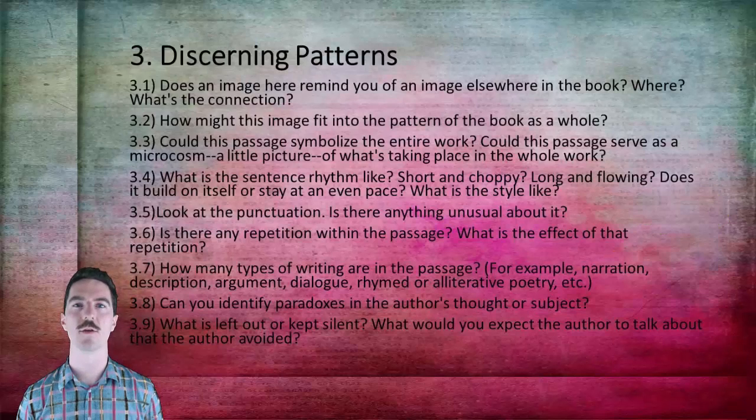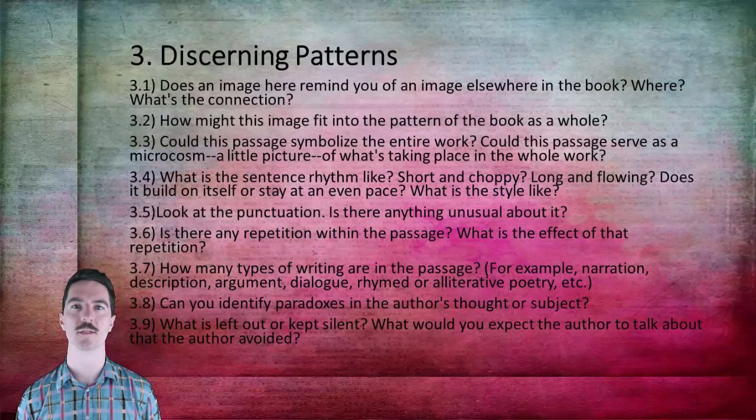So the third section is discerning patterns. This is where we're looking for things that run common throughout the book and how this passage represents them. So the first question is there an image in this passage that reminds you of another part of the book? This could be a symbol or a motif in that it recurs, or it could be something that you've felt or considered or imagined in another part of the text.